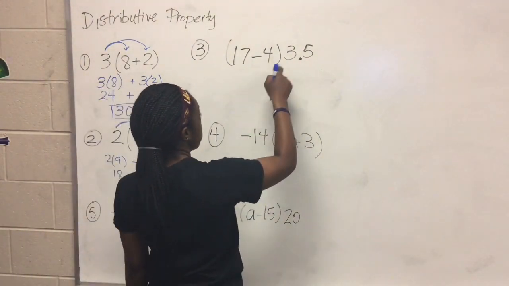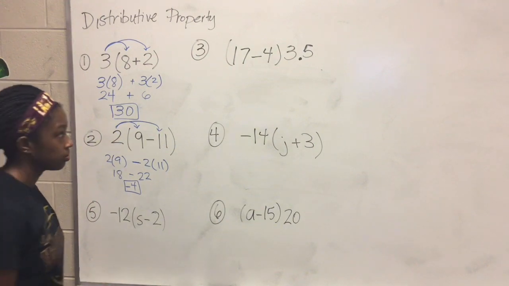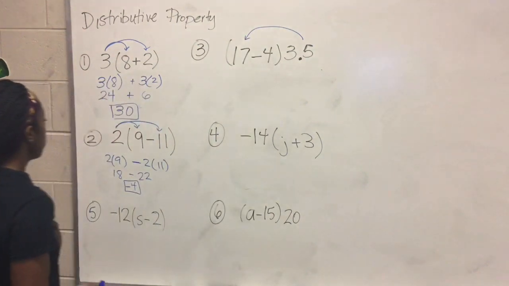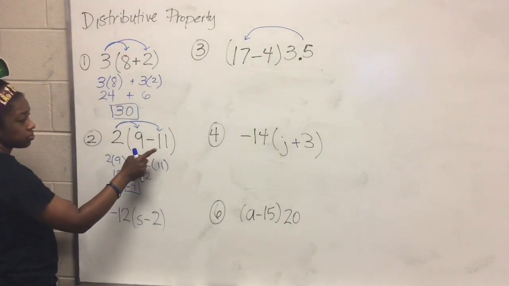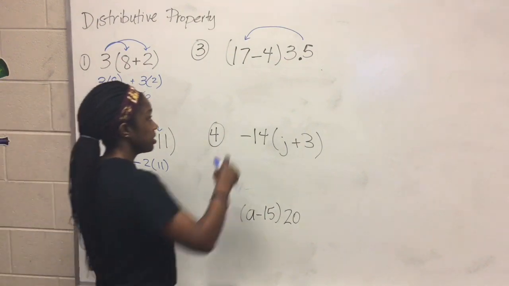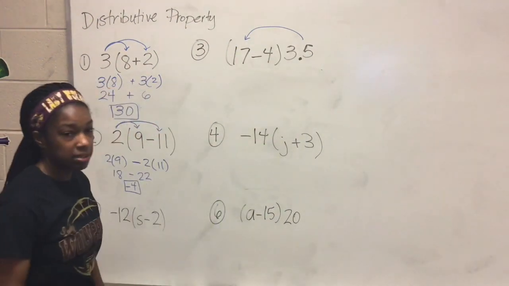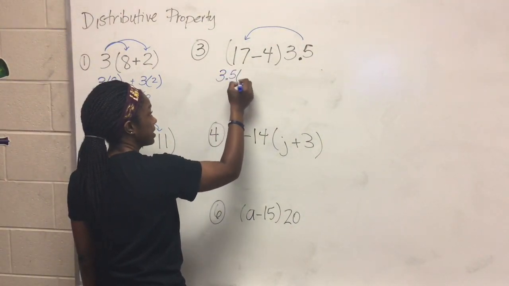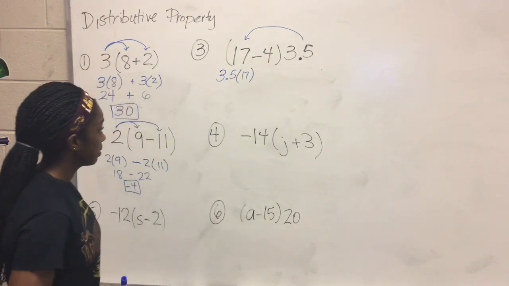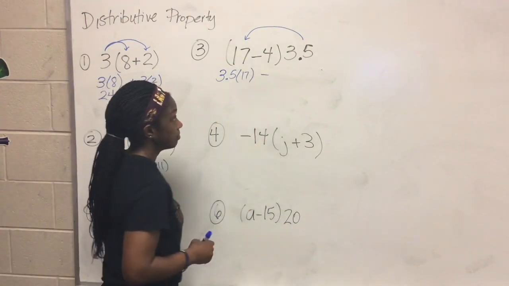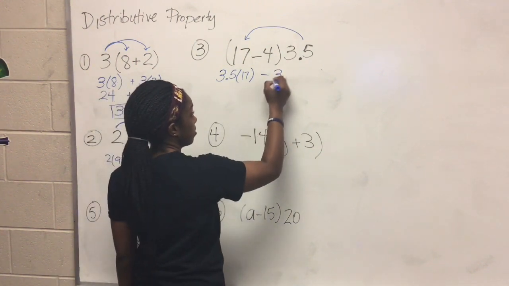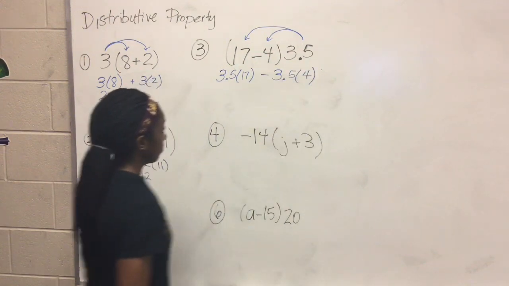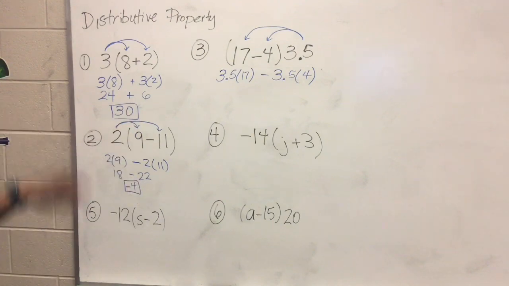So, we have 3.5 times 17 minus 4. So we're going to draw arrows to the first number like we always do. When the number is on this side, we don't draw it to the second number, we draw it to the first number. So here, 3.5 times 17. You have to keep the numbers in the parentheses in order. So we got 3.5 times 17 minus 3.5 times 4.